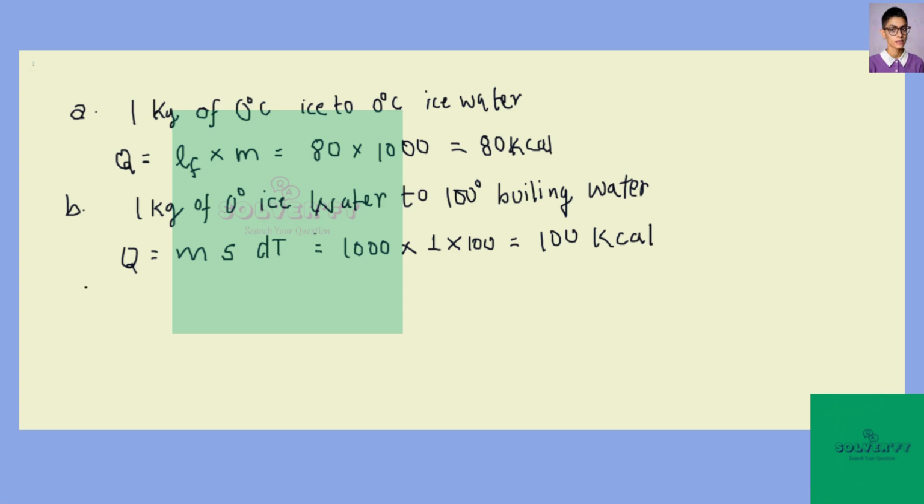All right, so let's move on to the next one. We need to find the heat to convert 1 kg of 100 degree boiling water to 1 kg of 100 degree steam.